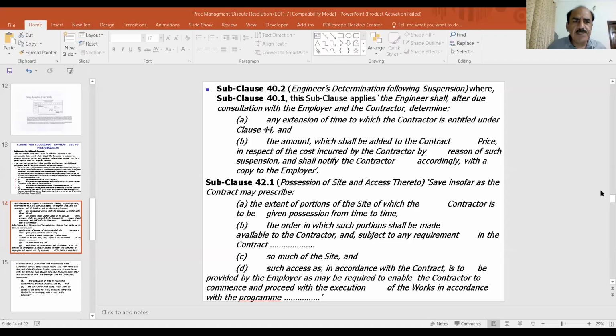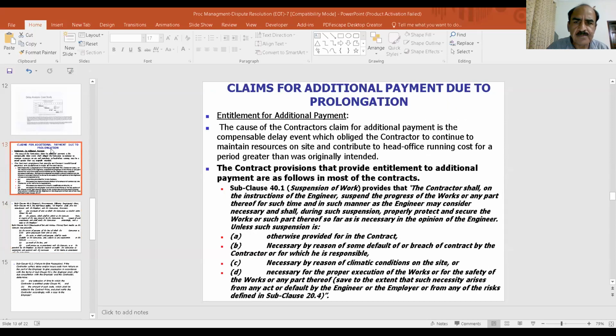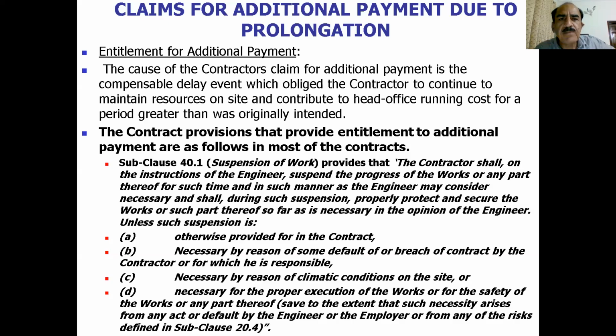Now, these are the entitlement for additional payments, claims for additional payments due to prolongation. Now, this is the extension in time which is not on the part of the contractor, and there might have been some decision delay, there might have been some suspension.